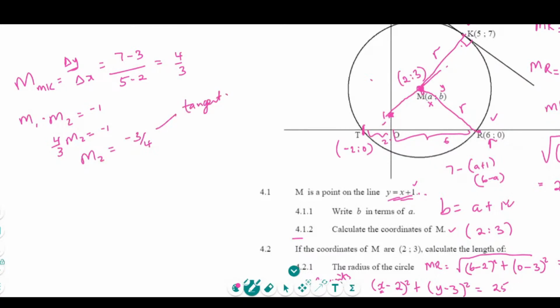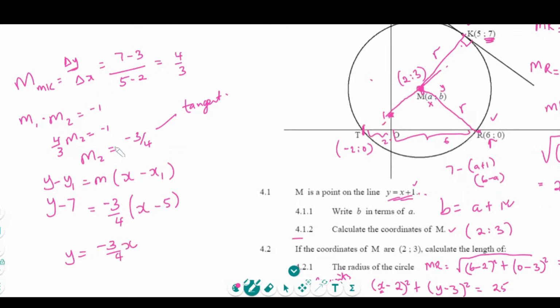Then for our equation, we can use the coordinates of K. So it's going to be y minus 7, so y minus y1 is equal to m into x minus x1. That is equal to -3 over 4 into x minus the 5. So I'll transpose that. I have -3 over 4x, and I move that to that side. I'll have 15 over 4 positive, and then I'll add the 7. So -3 over 4x plus I have 43 over 4. So this becomes the equation of that tangent for 5 marks.